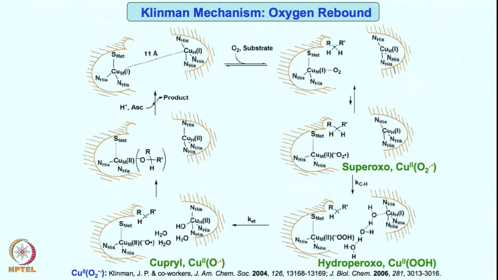That means one electron transfer from the copper(I) center and a protonation can also give this hydroperoxo intermediate, and it has also been proposed by quite a few groups that this copper hydroperoxo is the real intermediate doing the chemistry. Let us not get into too much of that; we will come back to that in subsequent slides. Let us move on.